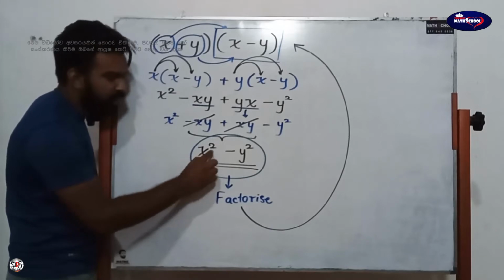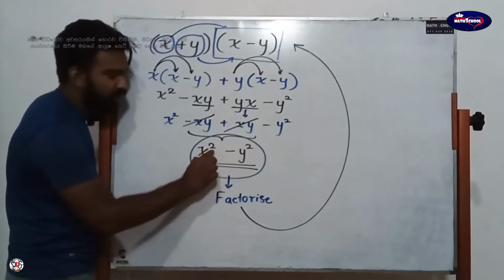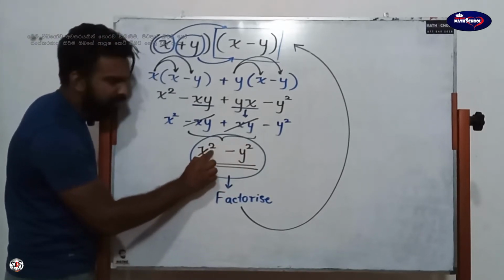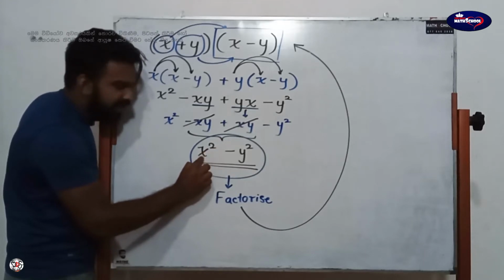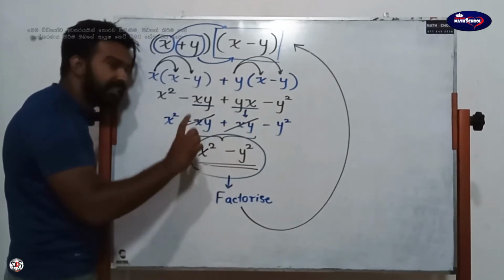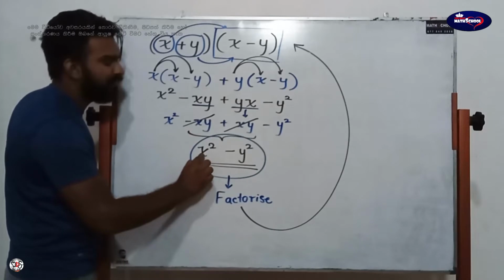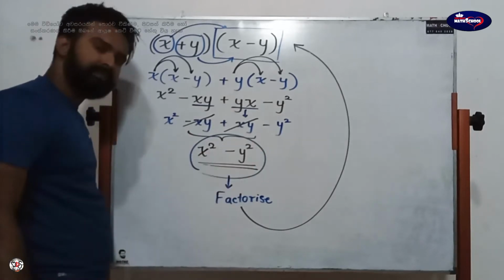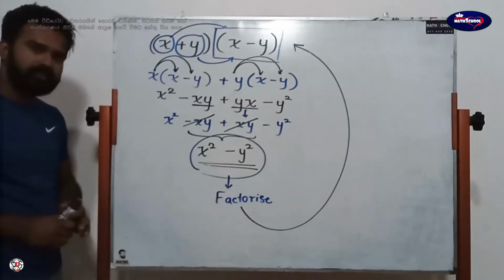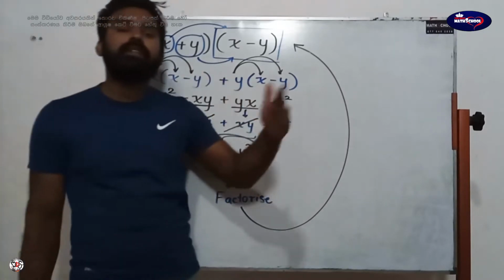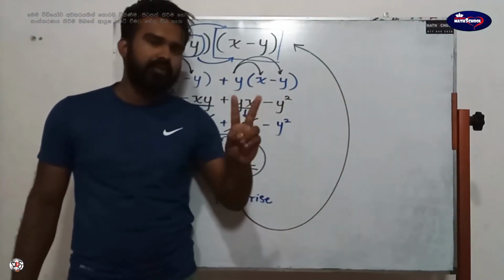Nothing is common. Don't tell it, it is 2. This is not 2, this is the power of 2, square, that means x squared means x multiplied by x. So you have x here and y here. So nothing is common to take out. So we had another method, right? We had a second option.